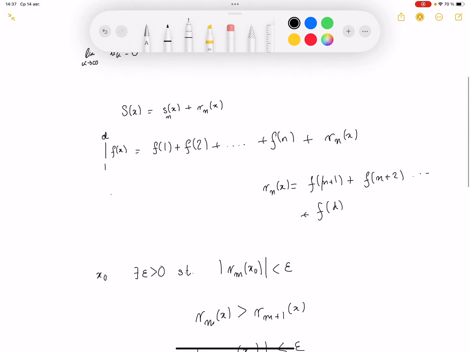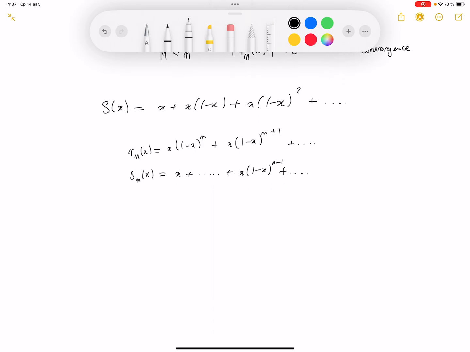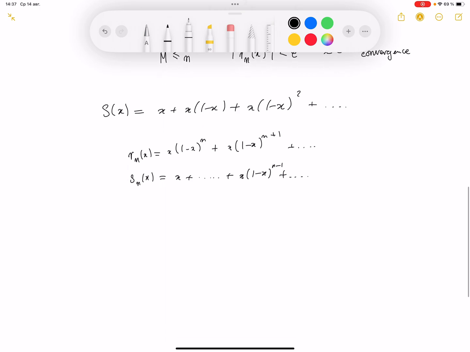So if you are confused about why we start the remainder here from f of n plus 1, and here we started from f of n, it doesn't make any difference. It's just the same thing. It's just how you define the partial sum. If you define the partial sum as going from 1 to n minus 1, then the remainder will go from n to whatever it is that the series ends with. If you define it as n minus 1, it goes from n minus 1 to wherever the series ends. It doesn't make any difference.